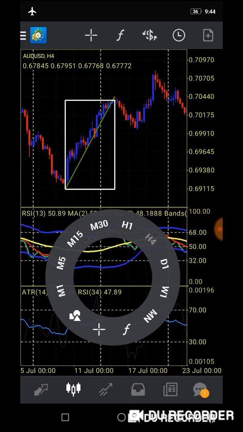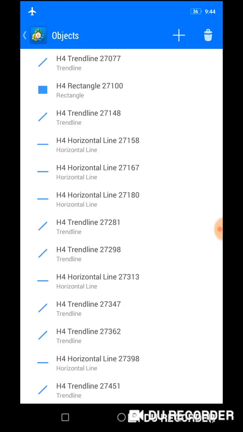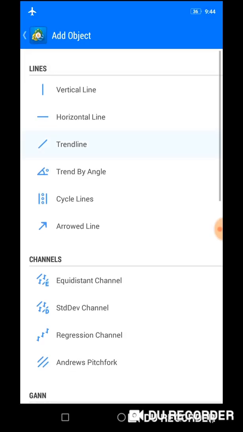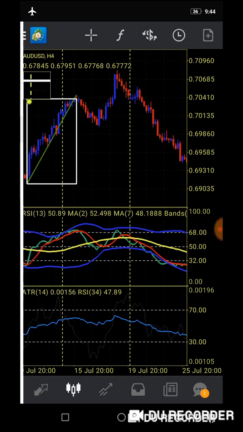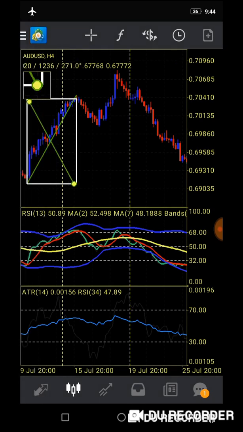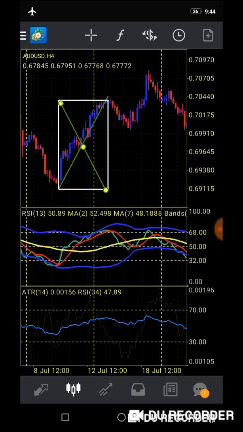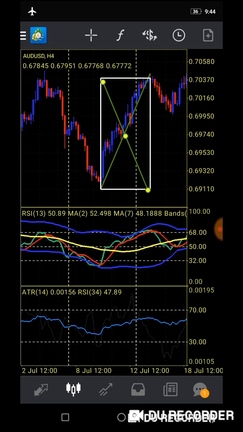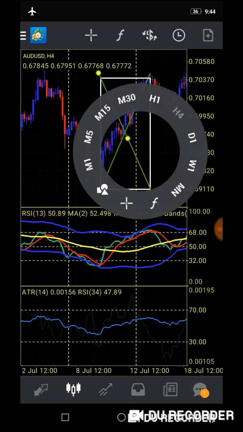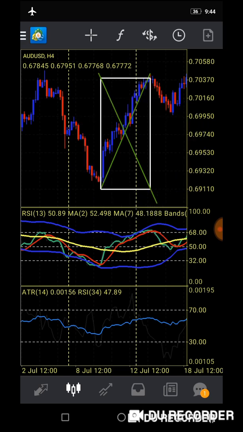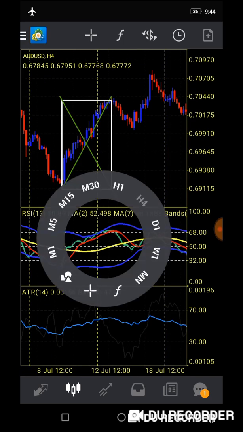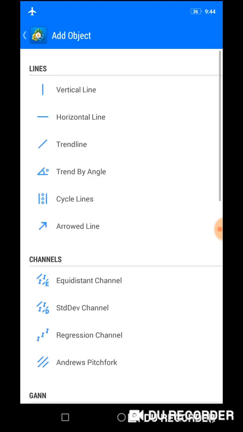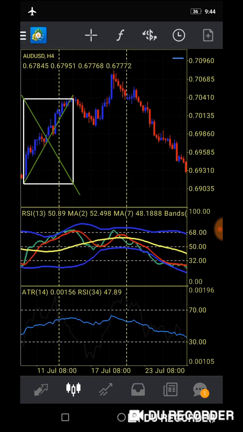Then take another trend line and draw the opposite of what you just drew. Get a vertical line and place it on the X that has been formed.